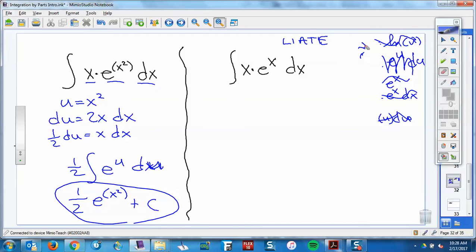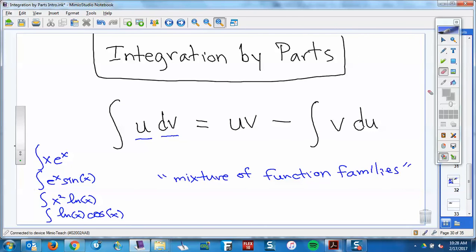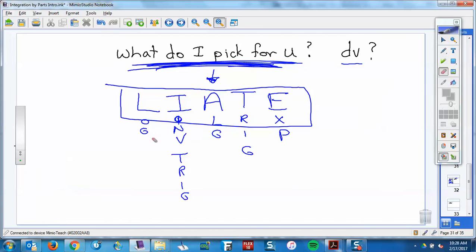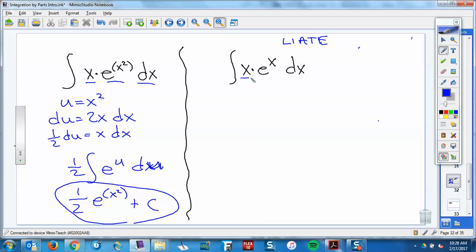We have to pick a u, right? Remember on our formula, we want our original integral to be in two parts. We want one part to be the u, and the rest of it is the dv. We have to decide what to pick for the u. What we pick for the u is going to be determined by LIATE. So we've got an algebraic and we've got an exponential. Which one do we want to pick for our u? Algebraic comes before exponential in LIATE. So we're going to let u equal x.